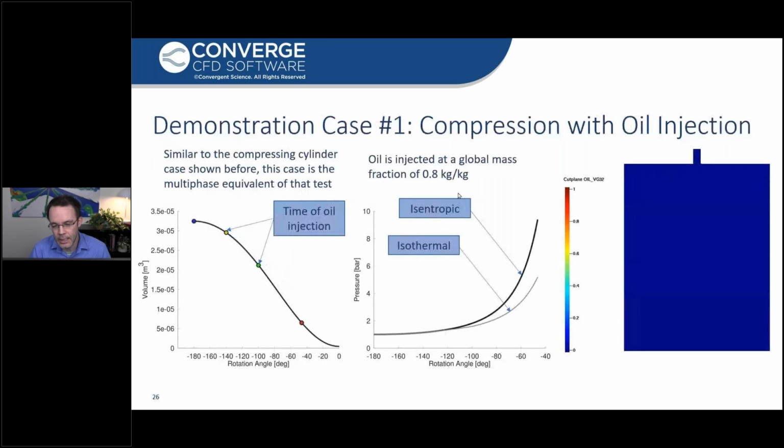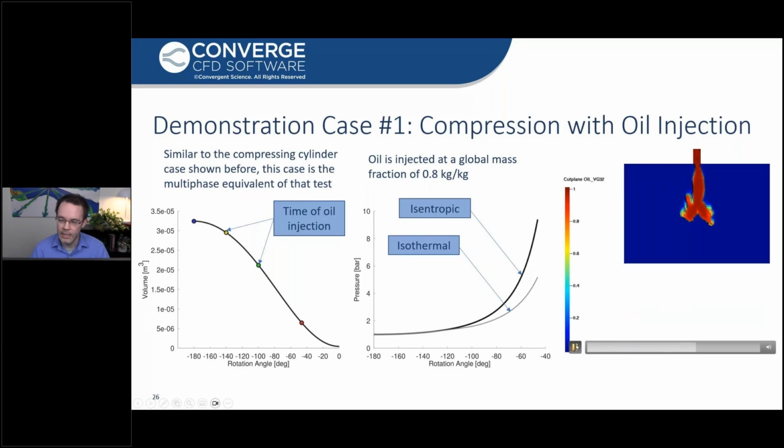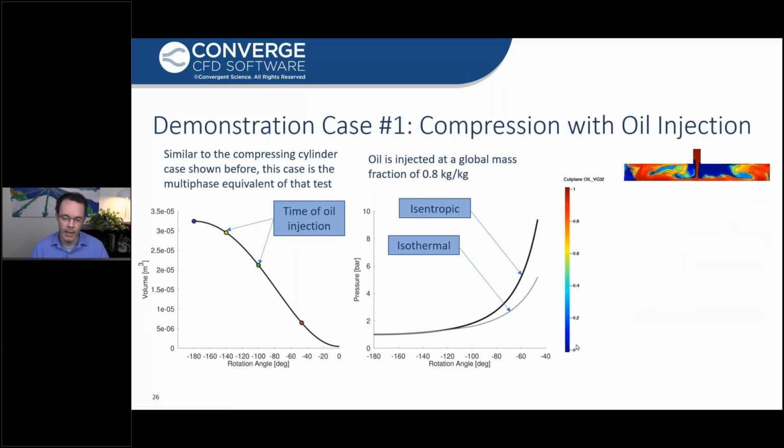The demonstration case that we'll talk about first is this oil injection into a compressing cylinder. And this case is specifically designed so that the volumes and the time of injection are very representative of what we would see in a real positive displacement device. The way this case works is to have a cylinder that's initially filled with air. As it compresses, oil is injected into it, and the oil and air mix with one another, and the oil absorbs some of the heat of compression of the air.